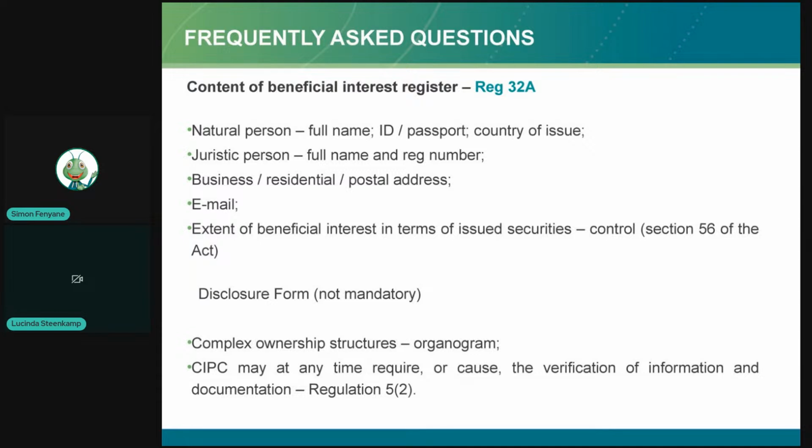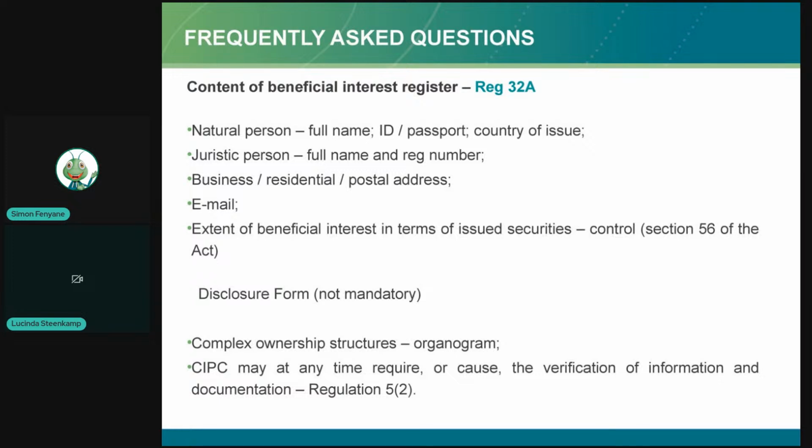What is the content of the beneficial interest register? As mentioned, this is detailed in Regulation 32A, and there is an example template for you published on the CIPC website on the content of the beneficial interest register and the minimum information that must be contained in that.